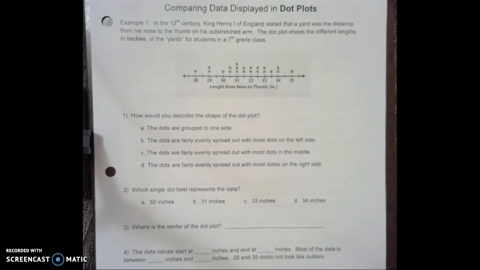Today we'll be comparing data displayed in dot plots. A dot plot is a graphical display of data using dots on a number line. Each individual dot on the dot plot represents a single piece of data in a list.